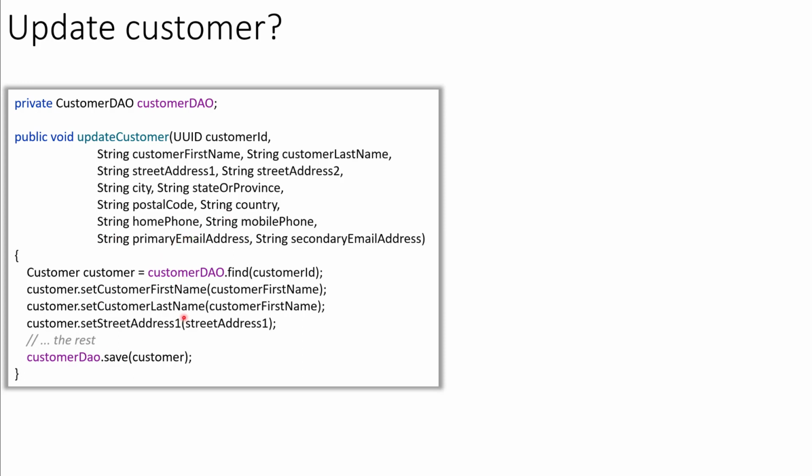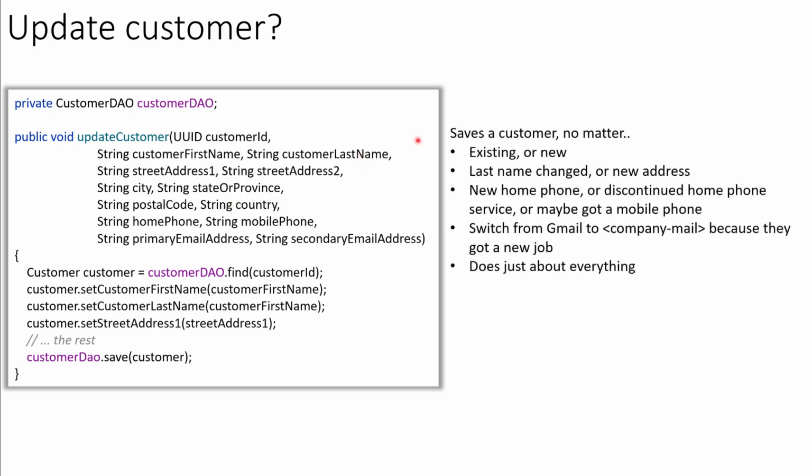So how do we even use this method? Do I have to provide all the existing ones except if I change the primary email address? Well, no one knows. After a week they have created this method and then they forget because it's not super clear, and it just does everything. It saves the customer no matter whether it's an existing or a new one. Maybe if you cannot find something, it should create one. I don't know. I stole this example from a book.